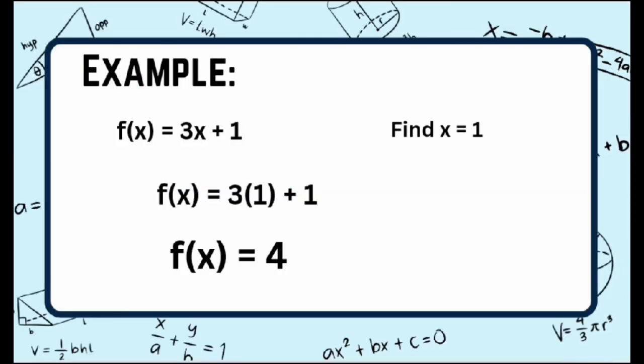Example, f of x equals 3x plus 1. Find x equals 1. So, we're going to change the x into 1. So, it will be f of x equals 3, open parentheses, 1, close parentheses, plus 1 equals 4.